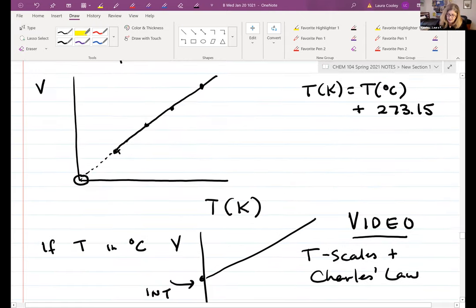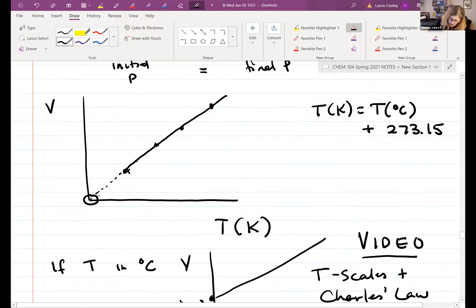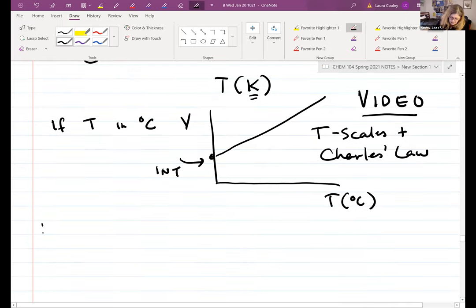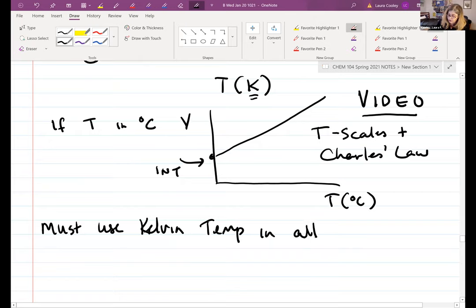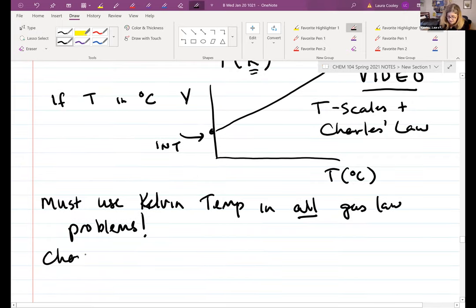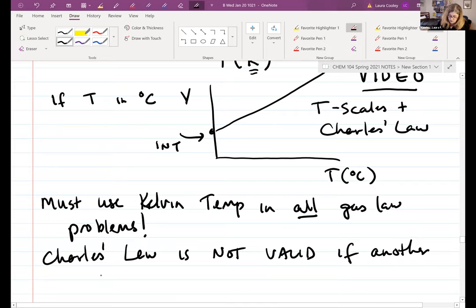And it's the scale where if you were to extrapolate this line to zero, obviously our gas is never going to have zero volume. You keep decreasing the temperature, it turns into a liquid here, so all bets are off after that. But it turns out that if you do this for different gases, if you use temperature in kelvins, this line always extrapolates to zero. But that's not true if you use Celsius. So the bottom line is that you must use Kelvin temperature in all gas law problems, because Charles's law is not valid if another scale is used.